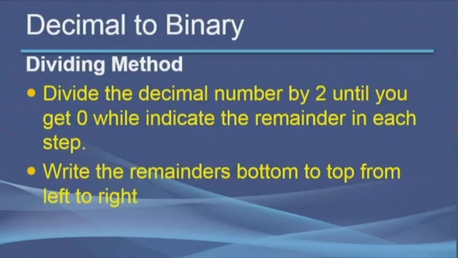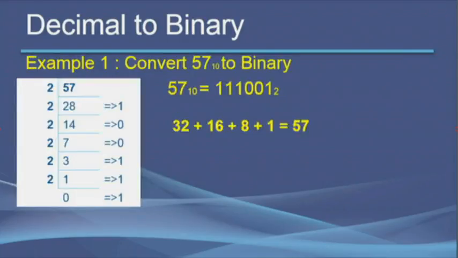First, you divide the decimal number by 2 until you get 0, indicating the remainders in each step, and write the remainders from bottom to top, from left to right. For instance, let's take this example. We want to convert 57 base 10, which means decimal, to binary. So we divide 57 by 2.